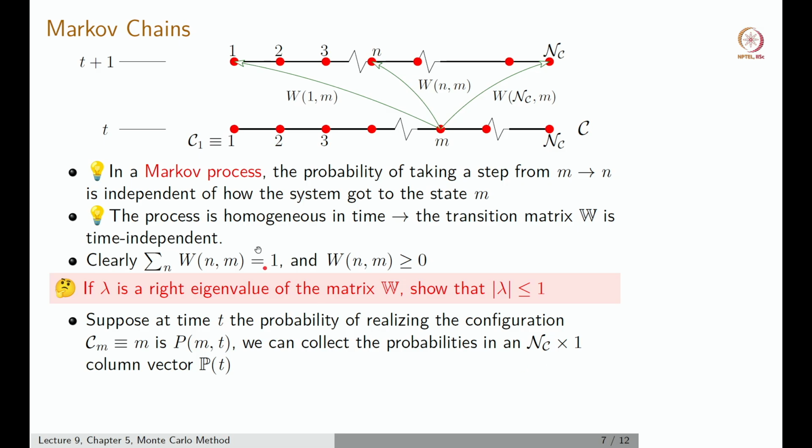So, what I can do is that the probability distribution at time t can be thought of as a column vector. So, what is this column vector? The column vector will have all these P_1, P_2, P_3 at time t, and so on. It will become a column vector, and that is what we indicate by this matrix P(t). So, it is an N_C by 1 column vector.